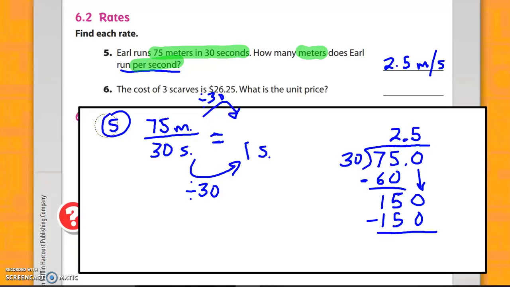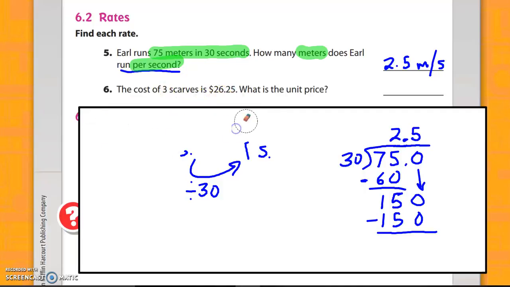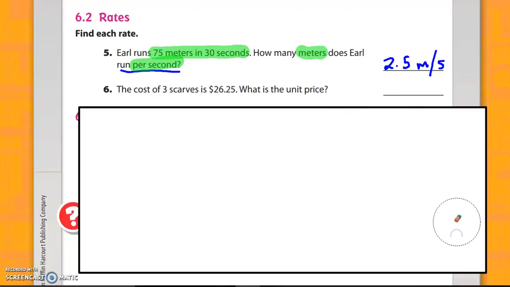Alrighty, well, you should have already tried number 6. If you haven't tried number 6 yet, you need to try that first. And after getting an answer for 6, you can then check your answer. I'm going to go through 6 now.